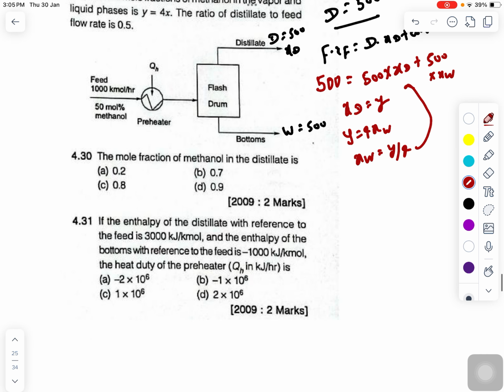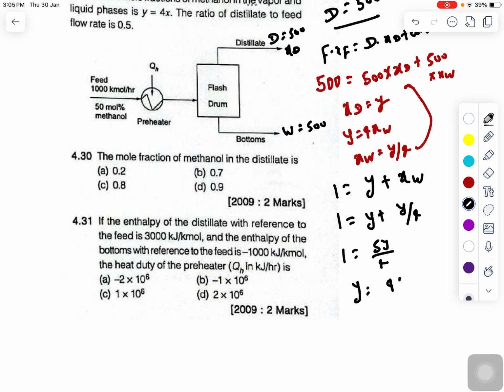So I can say that 500 will get cancelled out from both sides. So 1 equals y plus xw, and xw is y divided by 4. So 1 equals 5y divided by 4. So y will be equal to how much? 4 divided by 5, that is equal to 0.8. So here the mole fraction of methanol in the distillate will be equal to 0.8.